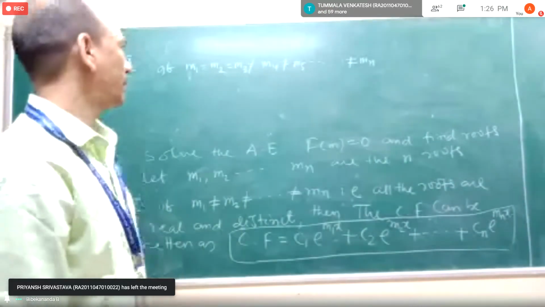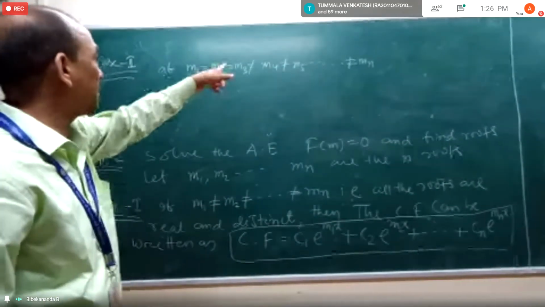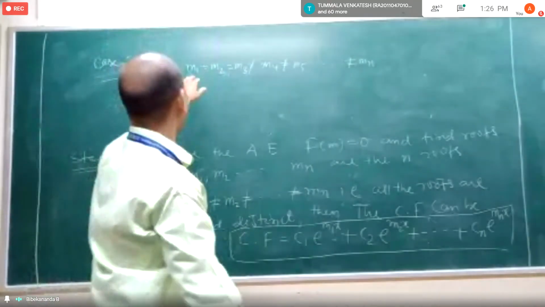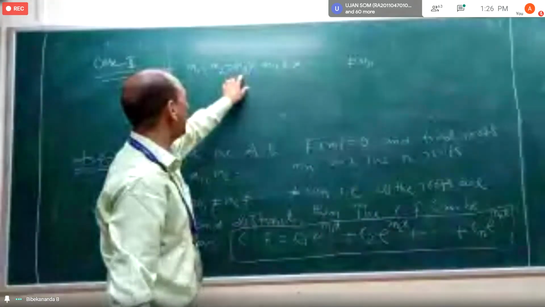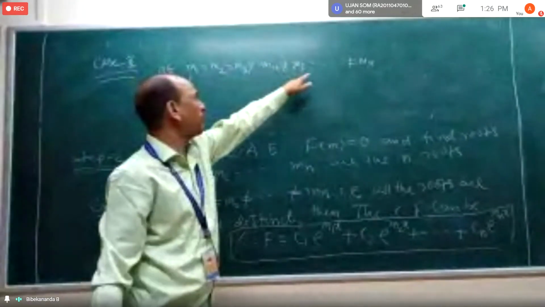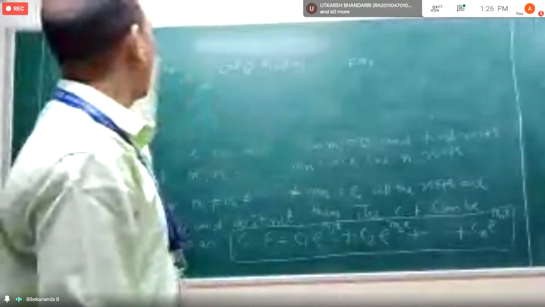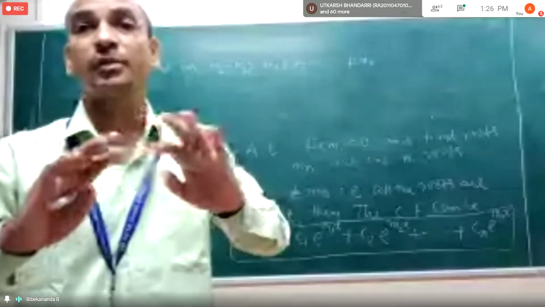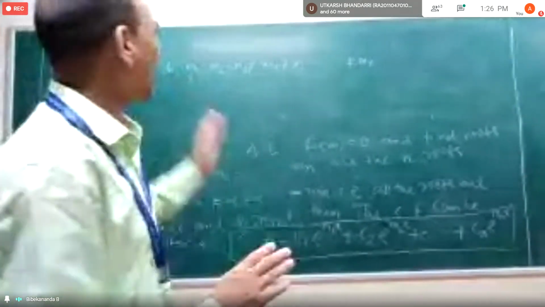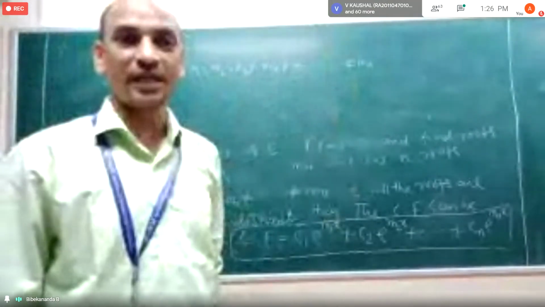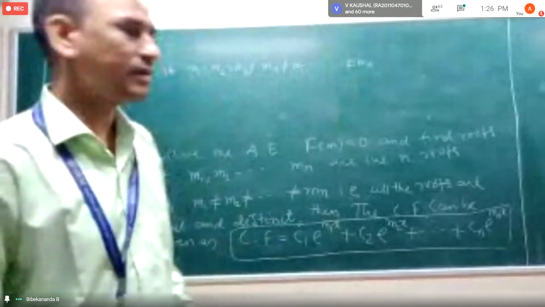So what is the meaning of this line? I have written M1 equal to M2 equal to M3, but they are not equal to M4, M5, Mn. So what is the meaning of that? Some are equal, some are unequal. So M1, M2, M3, suppose some roots are same, but after that all the roots are distinct. Then how can we write it?